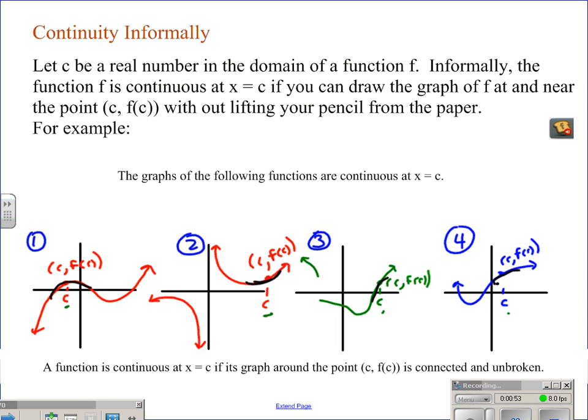So what that means is that these functions are continuous at x equals c, and a function is continuous at x equals c if the graph around that point, f of c, which is here, here, here, and here, is connected and unbroken.